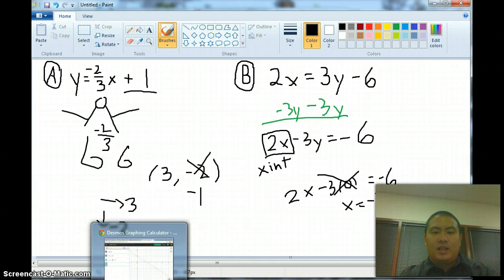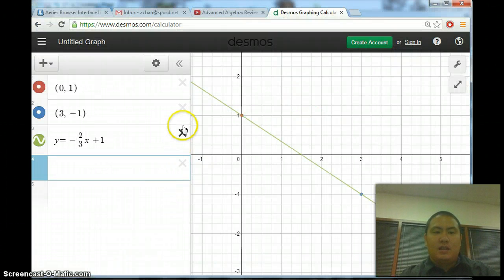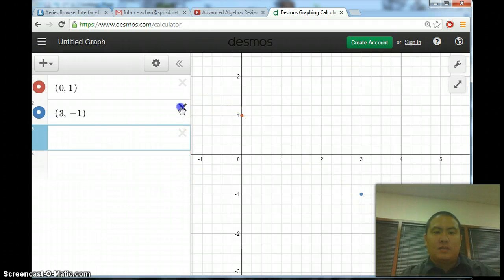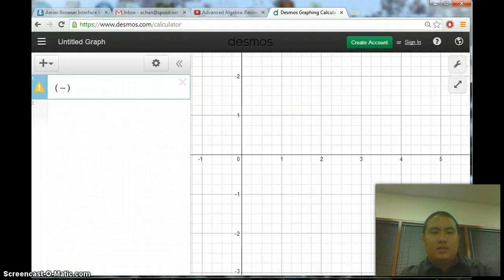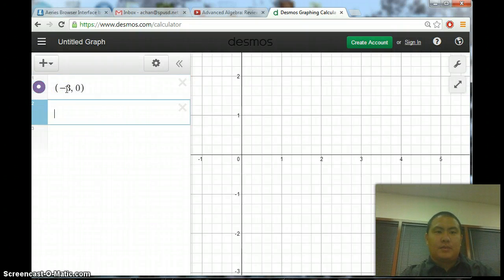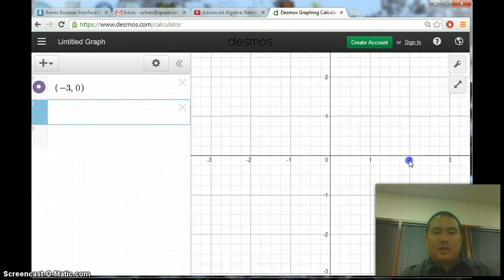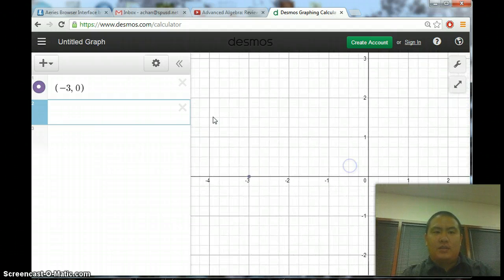So I know my x-intercept. I'll delete this one. My x-intercept is going to be -3, 0. Okay, and I'm going to drag this over so we can see that point, -3, 0.